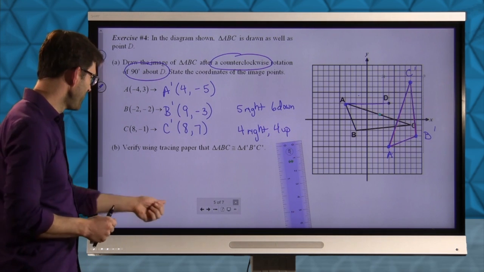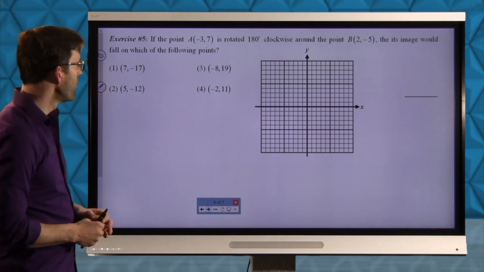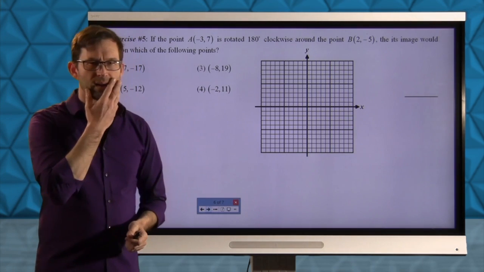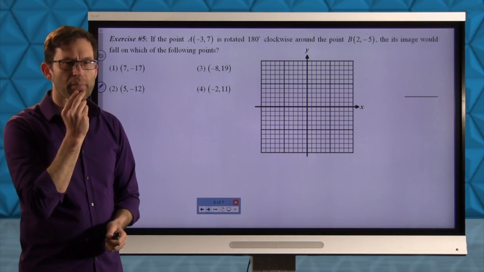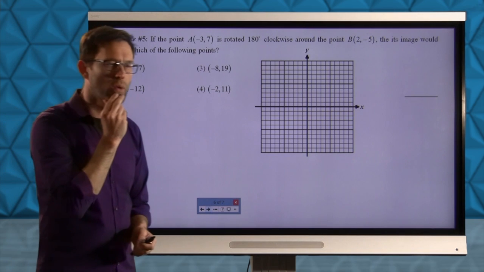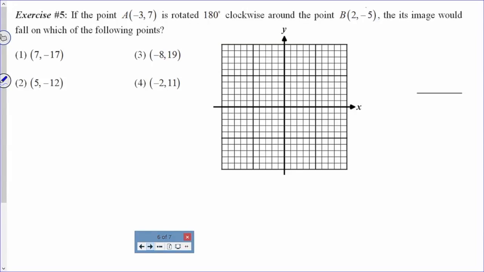All right, let's do it. Last problem. Again, a rotation about a point other than the origin. Let's take a look. Exercise number 5. If the point A, negative 3, 7, is rotated 180 degrees clockwise around the point B, 2 comma negative 5, the image would fall on which of the following points?